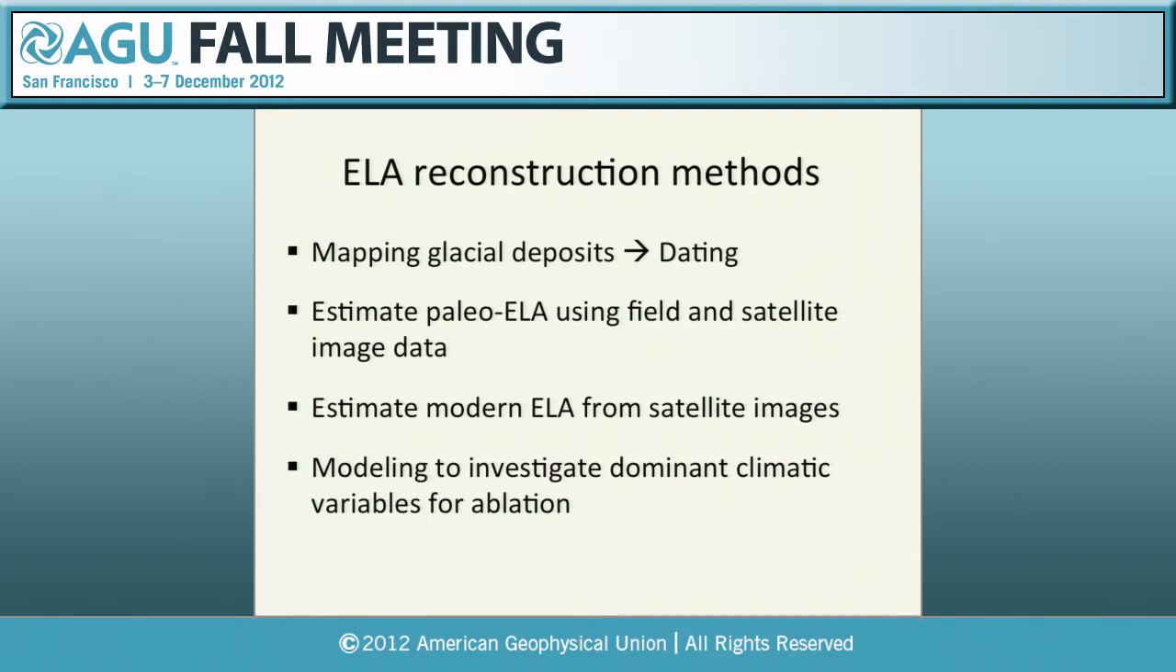And the reason why I'm using satellite image data is because obviously I can't go into every single glacier in Central Asia. So from satellite images, we can estimate the modern ELA. Those two estimates will give me the change in ELA, and combined with the field data and dating, I would get the change in ELA through time. And then the last step would be modeling, to see what were the dominant climatic variables for that particular setting.